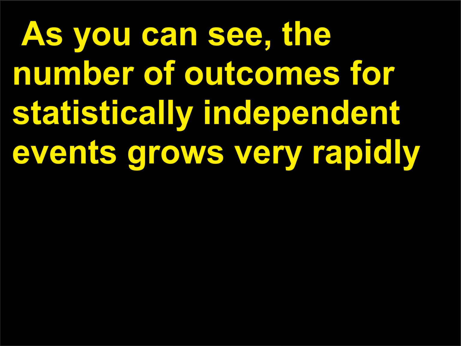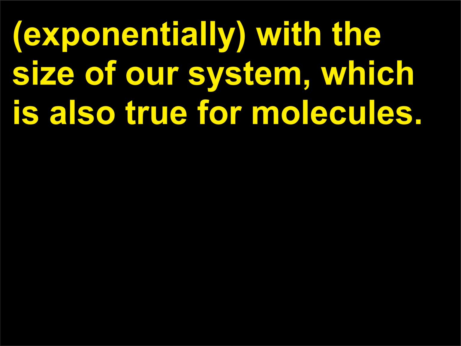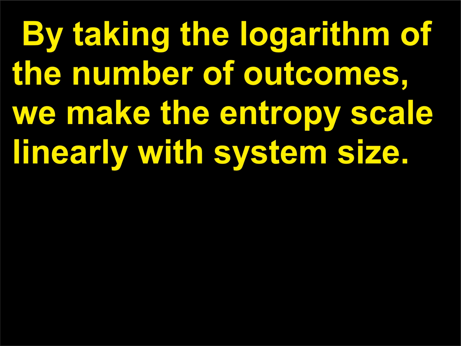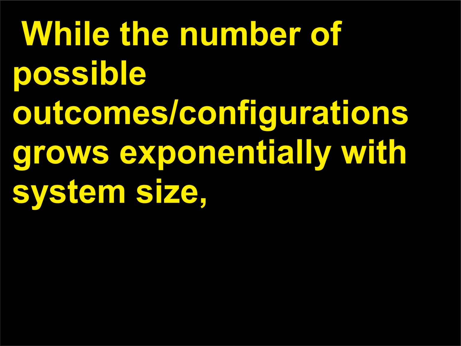As you can see, the number of outcomes for statistically independent events grows very rapidly, exponentially, with the size of our system, which is also true for molecules. By taking the logarithm of the number of outcomes, we make the entropy scale linearly with system size, while the number of possible outcomes or configurations grows exponentially with system size.